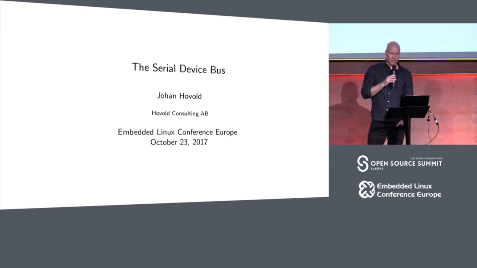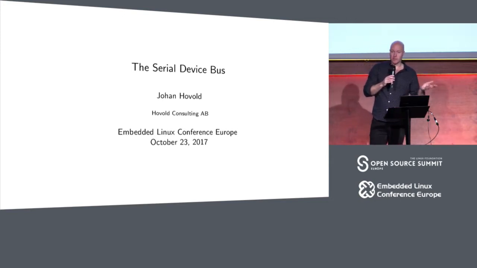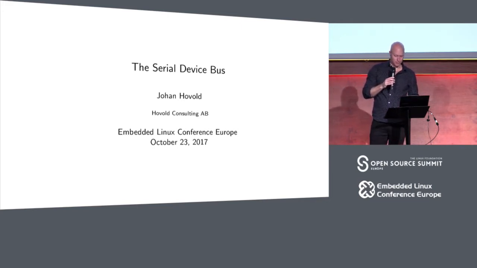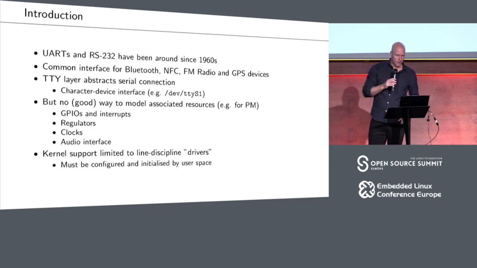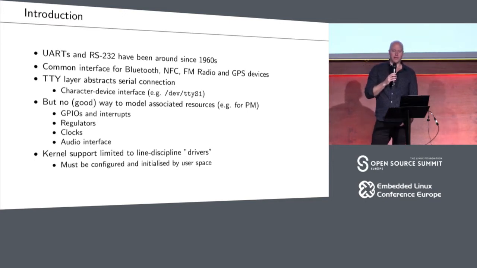And today I will talk about the serial device bus, with the executive summary being that it aims at making serial attached devices fit better into the Linux device model. So UARTs and RS-232 have been around for a long time now, since at least the 1960s and a few years before that. It's still a common interface, especially in embedded systems for Bluetooth, NFC radio, GPS devices, and so on.